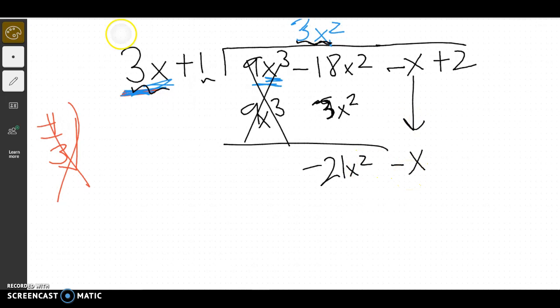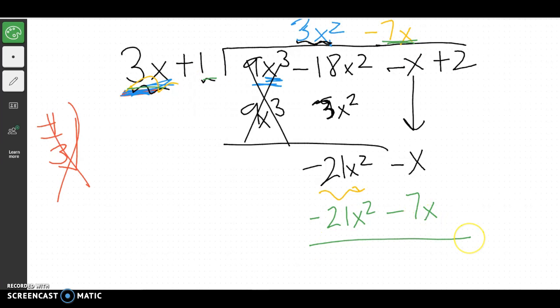Okay, now we do the same game. How many times does 3x go into negative 21x squared? Well, 3 to get to 21 would have to be negative 7. And then x to get to x squared would be x. So this would be negative 21x squared when we multiply this by this. And now we have to multiply this by this, which would give me negative 7x. Let's subtract. Those go away.